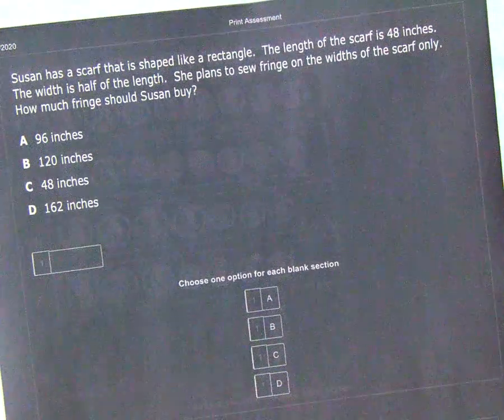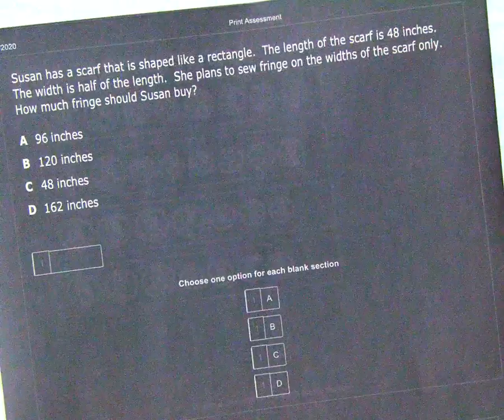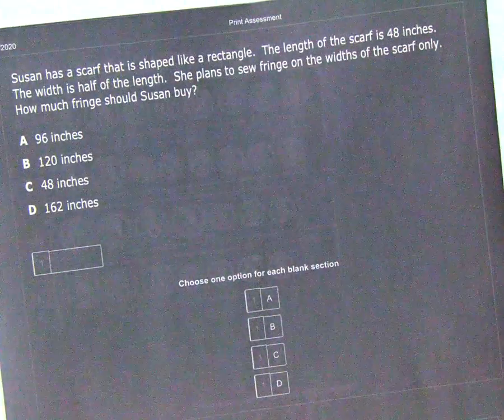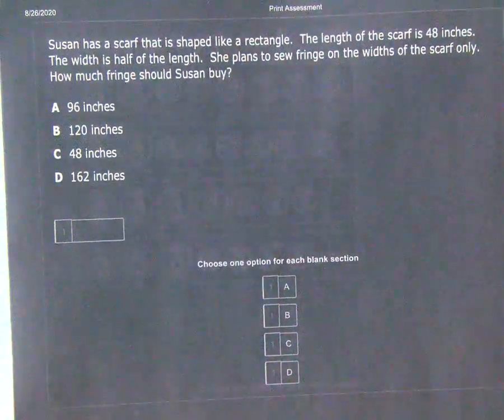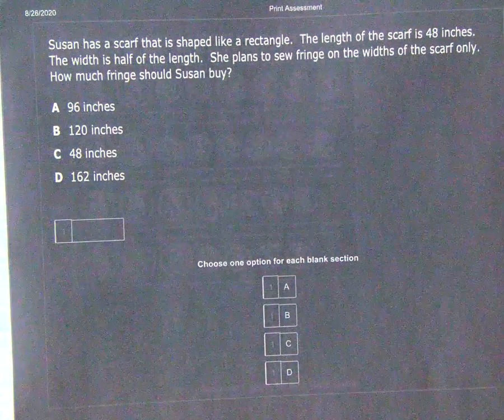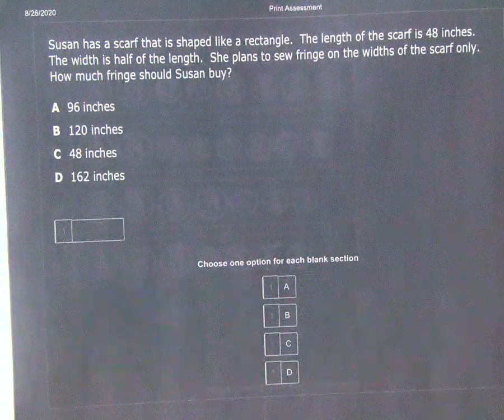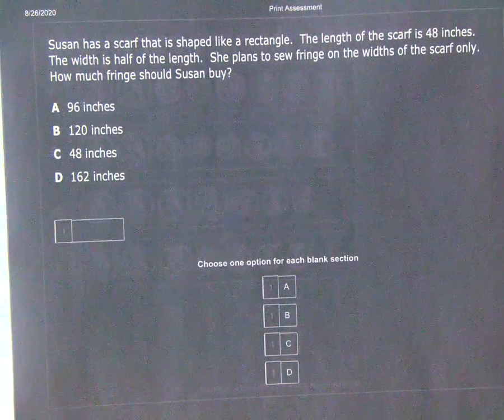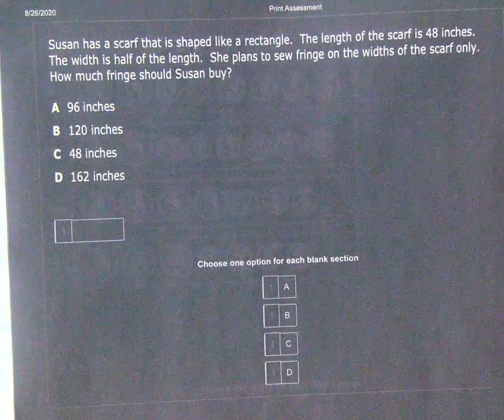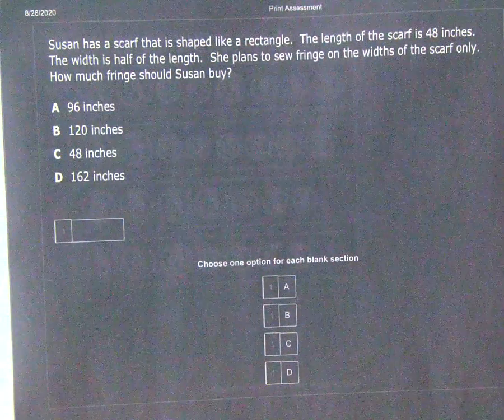Number 7. Susan has a scarf that is shaped like a rectangle. The length of the scarf is 48 inches. The width of the scarf, the width is half the length. She plans to sew fringe on the widths of the scarf only. How much fringe should Susan buy?